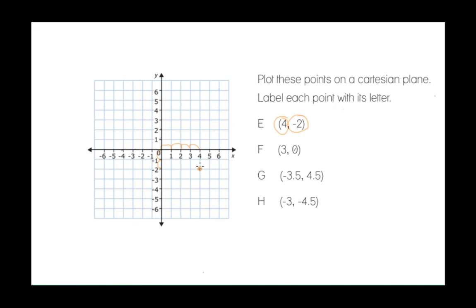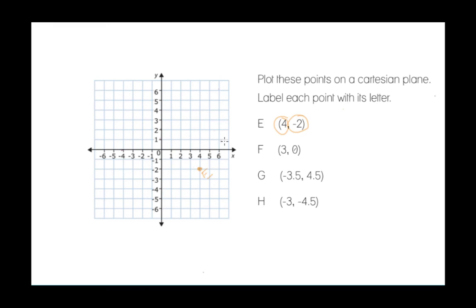Now, it says here, label each point with its letter. So that means what we need to do is we need to go here, we need to label this as E. That's not a very good E, but it'll do. So that's E. Now we're going to do F, but I'm just going to quickly erase those lines so that we can easily see where we're up to. And we're going to change our colour. Let's do like a pink or something.